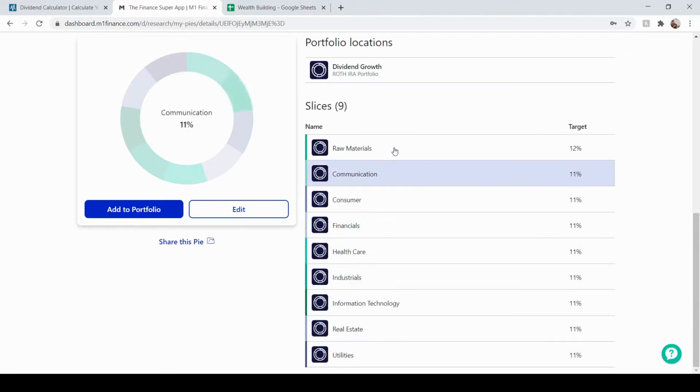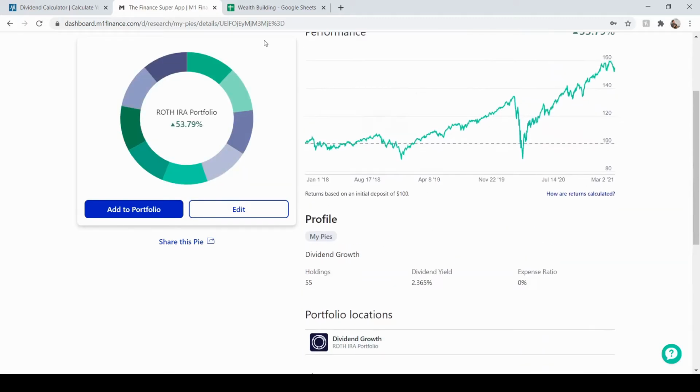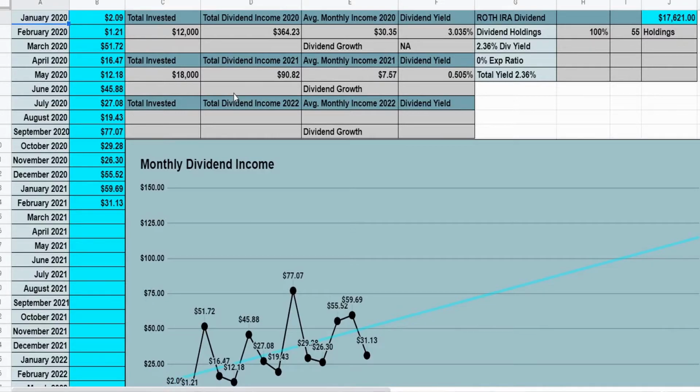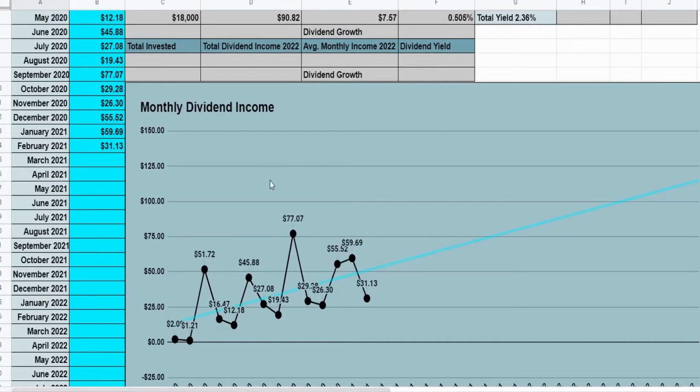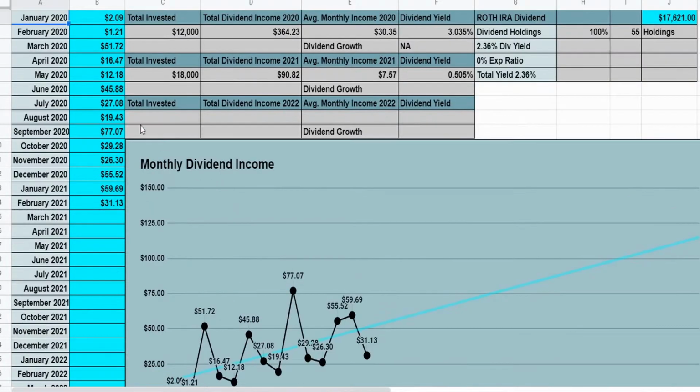Now in this spreadsheet I have over here, I don't care too much about share price appreciation. I care about dividend increase over time. In this portfolio, that's exactly what I want to see. So if you look in January 2020, since I have more data now, I only made $2.09 in dividend income. But if you look at January 2021, it increased all the way up to $59.69. If you look at February 2020, it was $121.